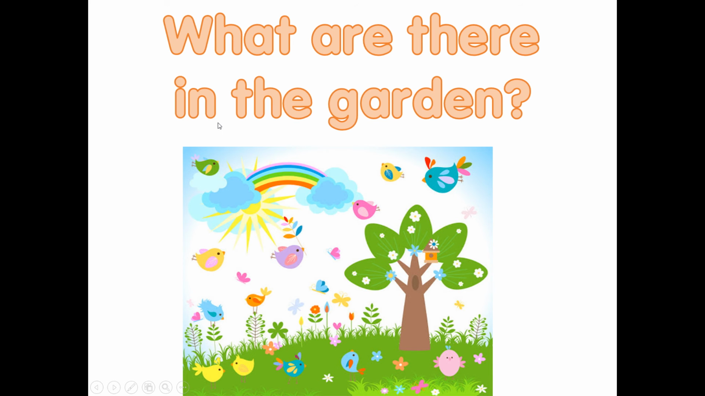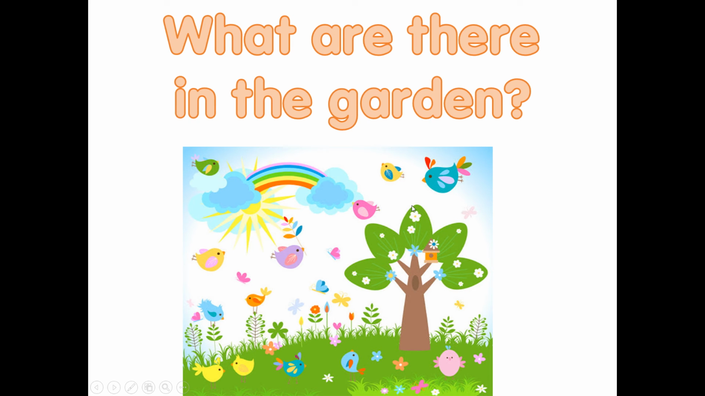What are there in the garden? This is my garden. 这是我的花园。我的花园里面有什么呢？ What are there in the garden? What can you see? I can see birds. I can see butterflies. I can see flowers, trees, grasses, leaves. So today we're going to recognize all the names of the things in the garden.